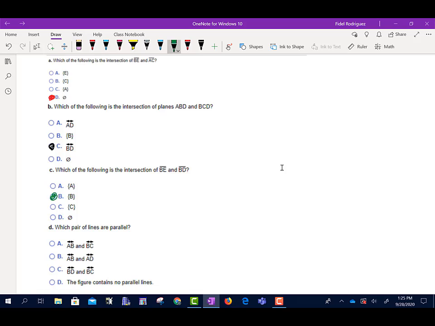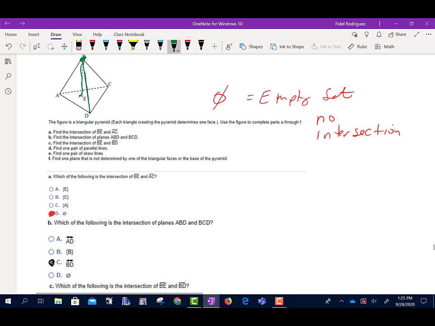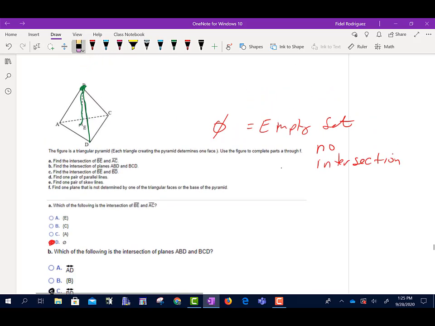Okay. And then now it's asking me which pair of lines are parallel. Okay, so AB and BC, so let's come back over here and let's see. AB and BC, are those lines parallel? No, they don't, because they intersect at the point B, so we know that's not an option.